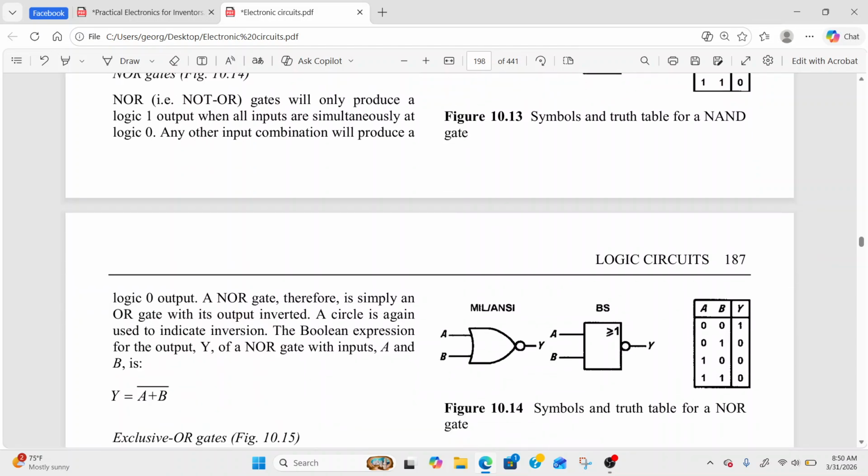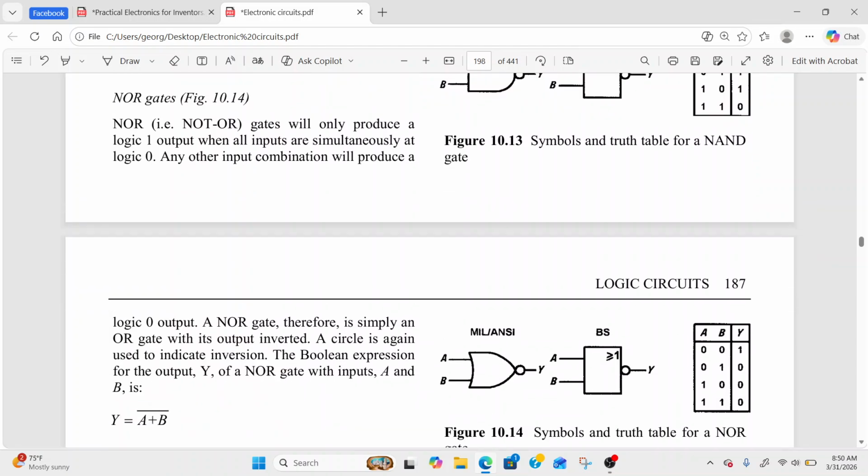The NOR, which is the symbol here, is an OR gate but negated. You're going to have to learn all these symbols and truth tables and the Boolean expressions.